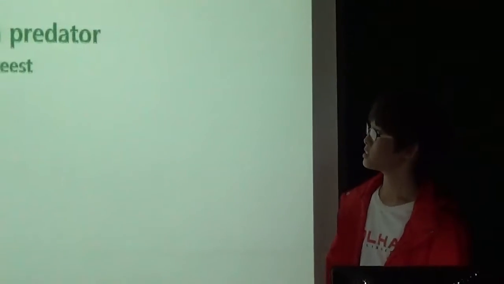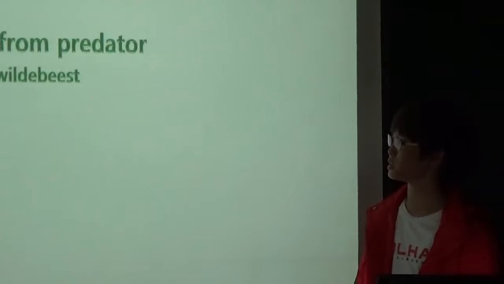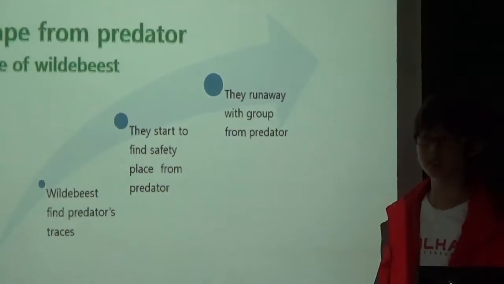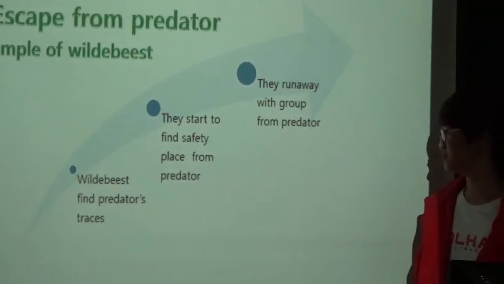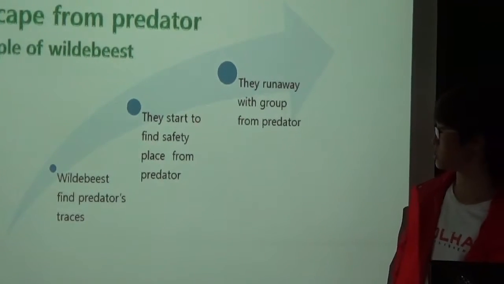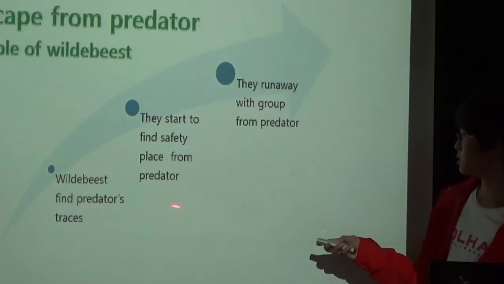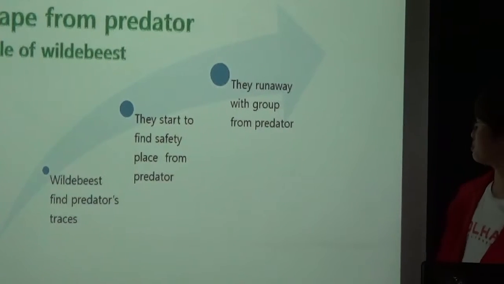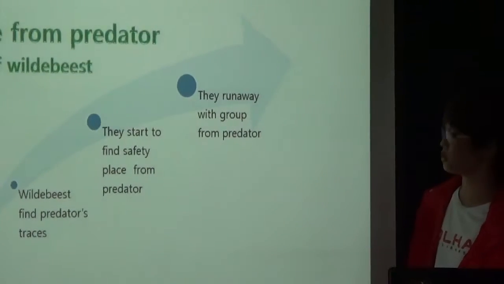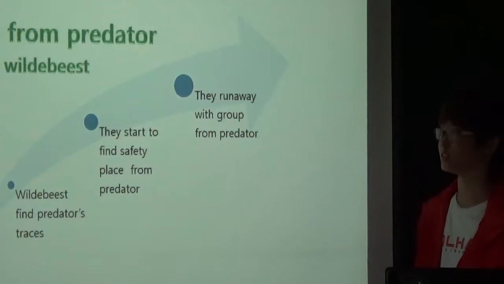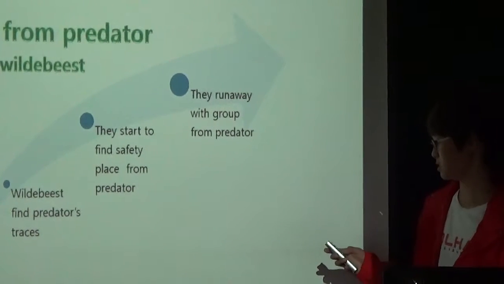Next, the third reason: escape from predators. For example, the wildebeest is food for the lion. So when they find a predator's trace, they start to move to another place, safe from predators, and they run away in a group. If they didn't move, they could be eaten by predators.